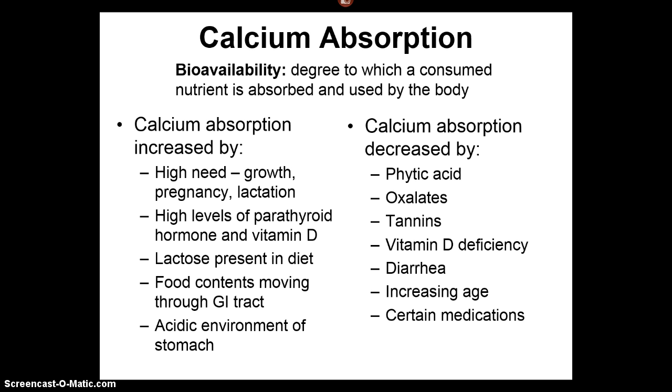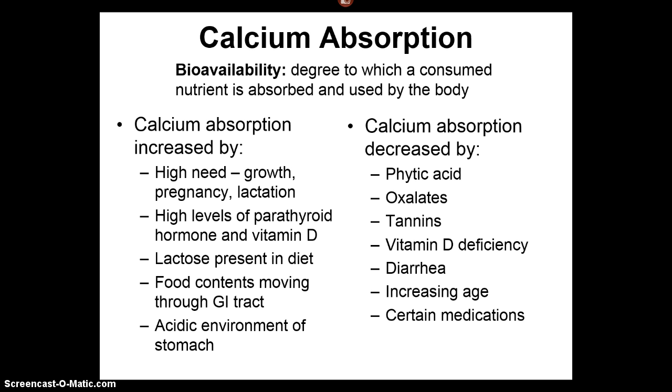Levels of parathyroid hormone and vitamin D, those are two important hormones that tell the body how much calcium to absorb. Lactose, the sugar in milk, is actually really important to help absorb calcium. So it works out very nicely when we get our calcium from dairy, because the lactose and the vitamin D are right there.